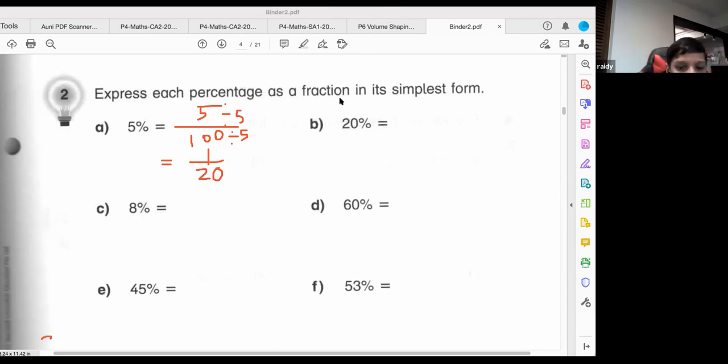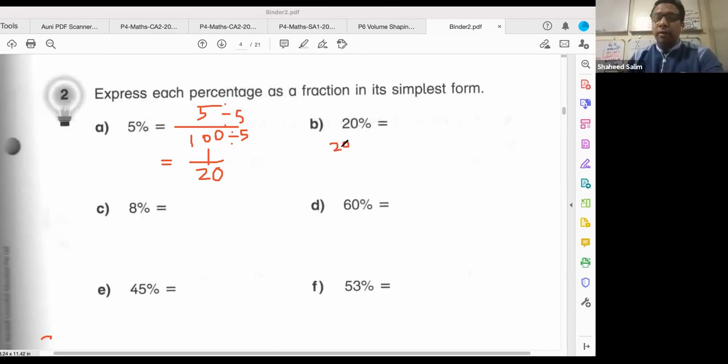Okay, you check your answers. I need help with 20 over 100. Okay, what's the answer then? You can cancel one 0. So Putra gave the answer 2 over 10, but you can still divide by 2. 2 divided by 2 gets 1. 10 divided by 2 is 5. So 1 over 5.